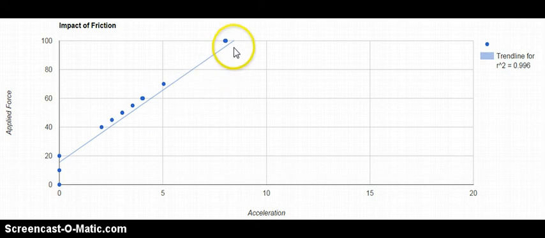But here you can see that best fit line coming right down through and having a y-intercept of just a little bit less than 20, which is pretty satisfying since the frictional force that was reported on the simulation was 19.6 newtons.